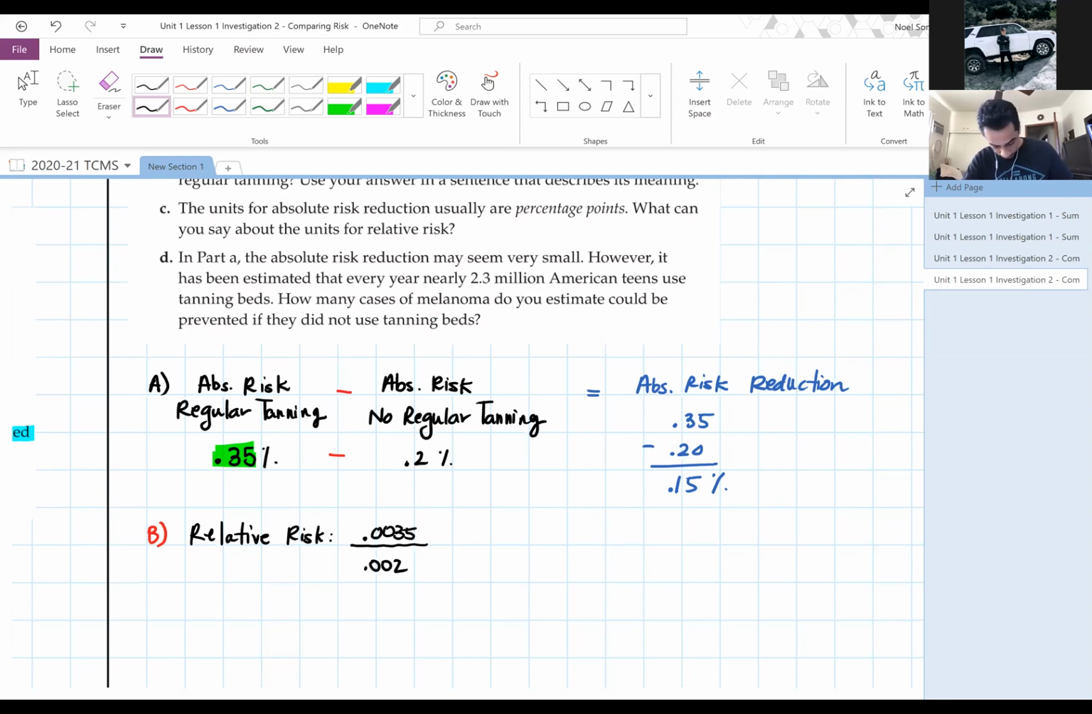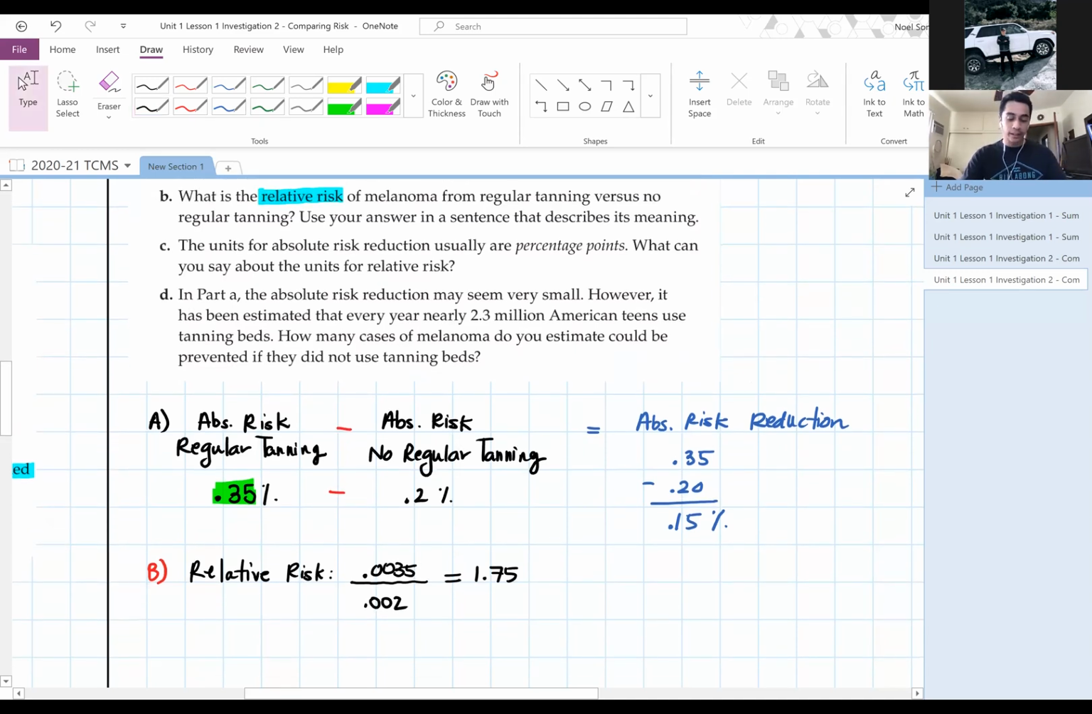Okay, so now our setup here, this should give us something familiar. It should give us a familiar number because we kind of worked it out backwards last time, but this time we're kind of working it forwards in a way to find what the relative risk is. So between 0.0035 divided by 0.002, what we get is the 1.75. All right, so that's our relative risk.